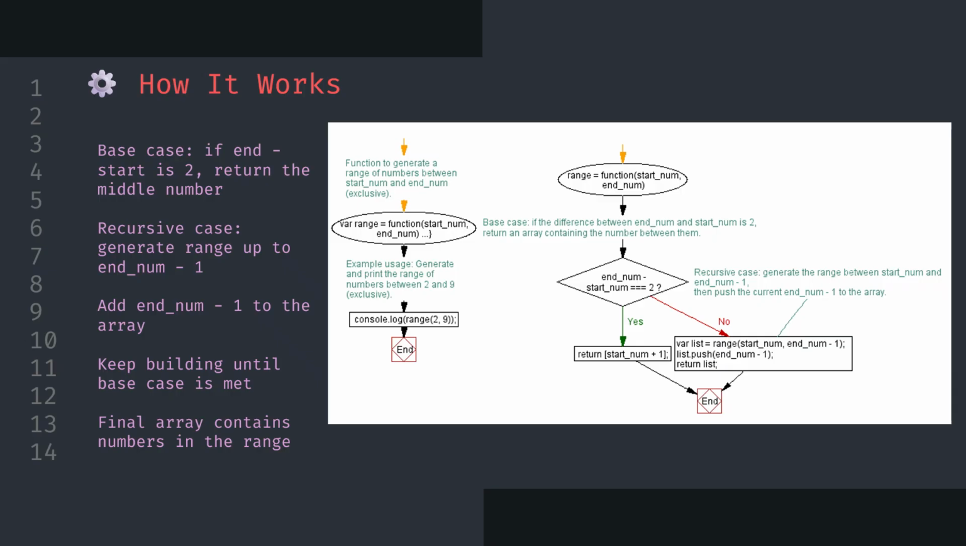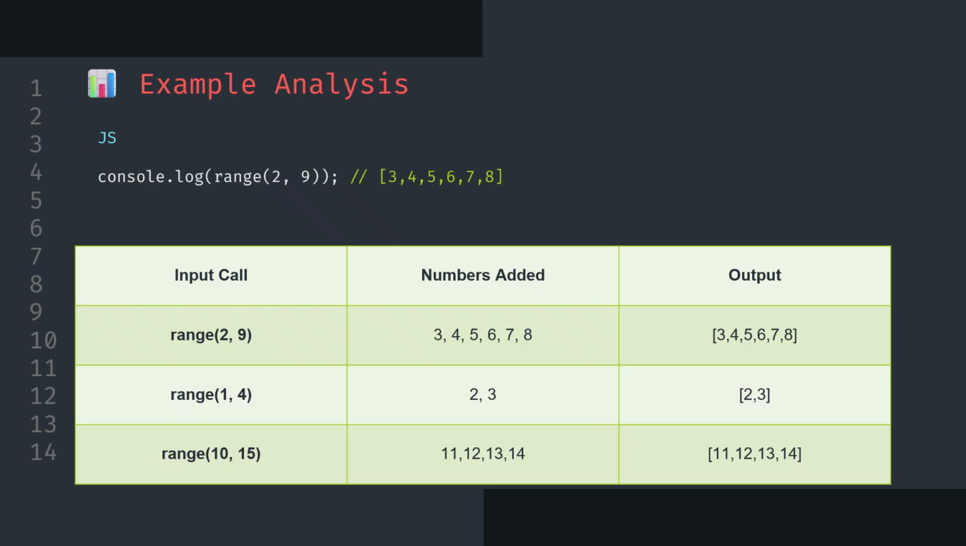Let's see some examples to better understand how this plays out. These examples show how the function builds arrays with the numbers in between the start values and the end values. For the range of 1 and 4, we get 2 and 3. For the range 10, 15, we get 11, 12, 13, 14. This recursion pattern works for any range.